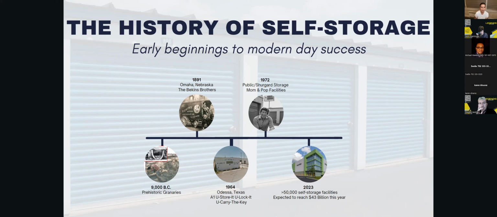These are like holes in clay walls, and they used to store things in clay, like they would create clay bins and vases, and they would store things in there and then put them underground. So that's pretty cool. So you'll see a bigger picture of that when we move forward. Then moving on to 1891 in Omaha, Nebraska. The Beckens brothers really took us to another level beyond obviously prehistoric times.